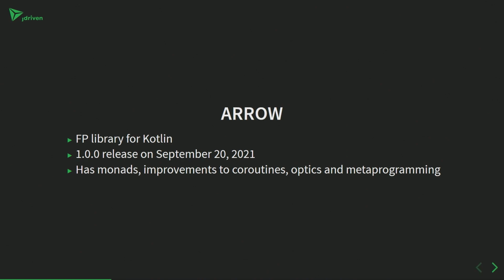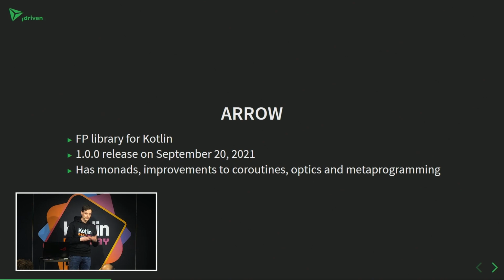So what is the Arrow framework? It's a functional programming library for Kotlin, where the good news is it's under heavy development, so they're continuously adding more features, improving stuff. The bad news is it's under heavy development. As in, the 1.0 release was September this year, that's only a few days ago.